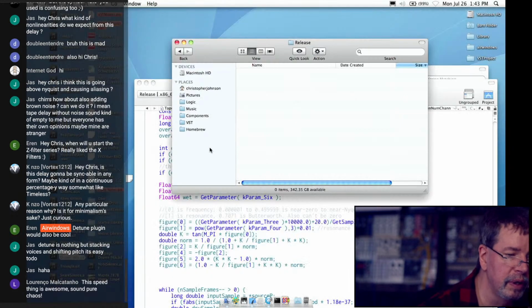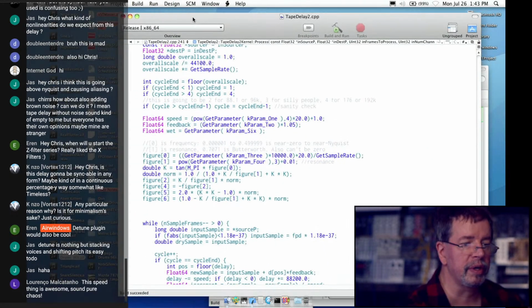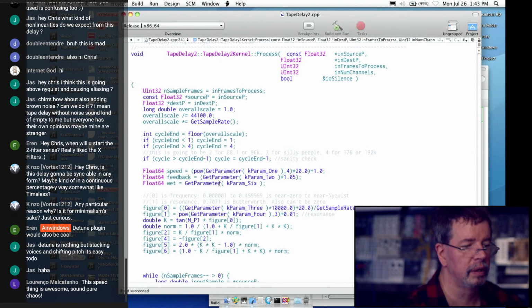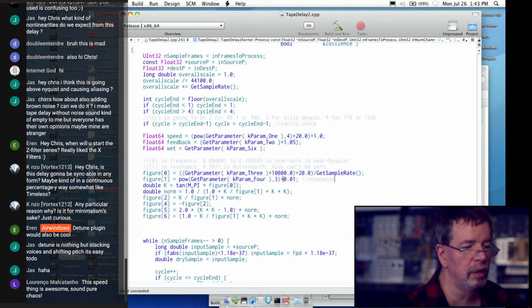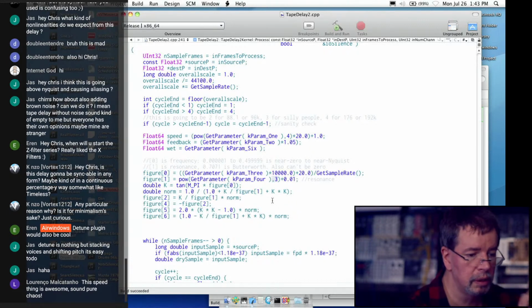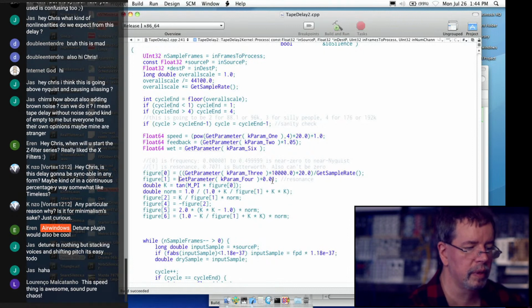Oh, I just thought of something. One more thing to throw in here. Actually, a couple, but resonance definitely does not need to be this much of a power factor. Widens out much too fast there. This, on the other hand, needs to be rearranged.